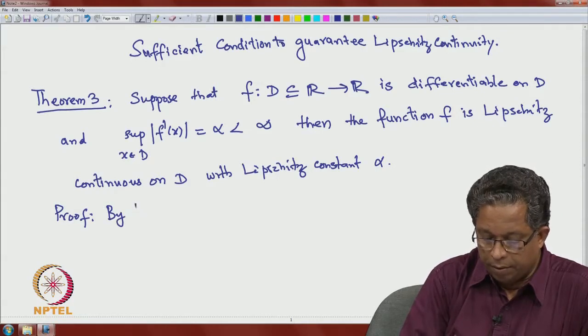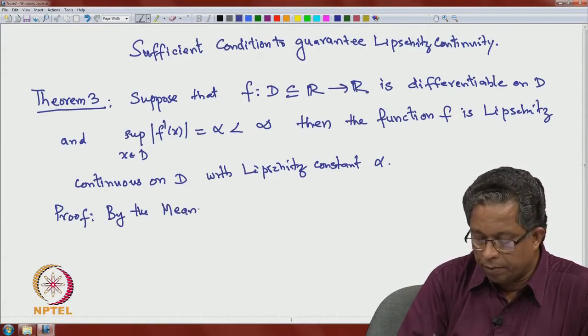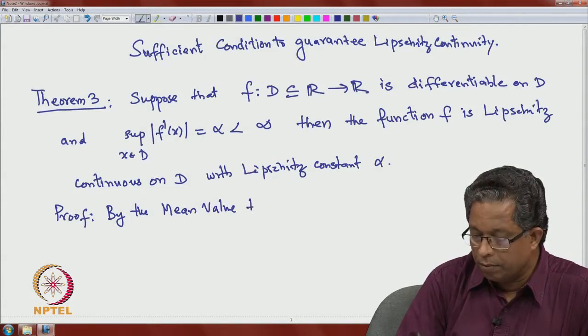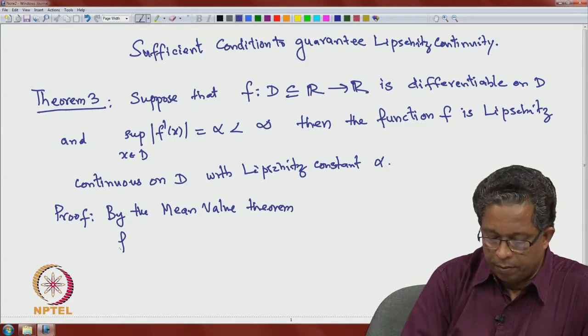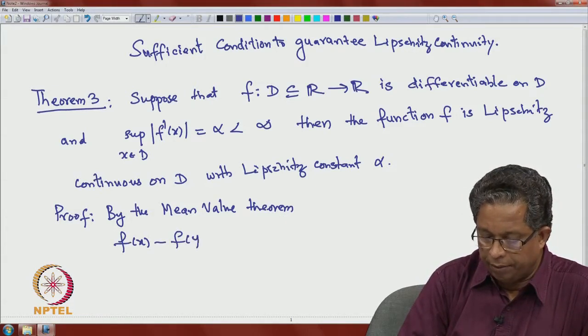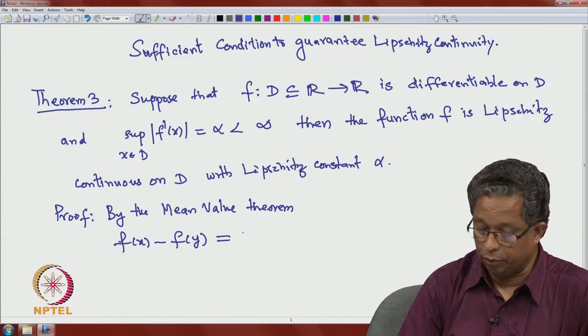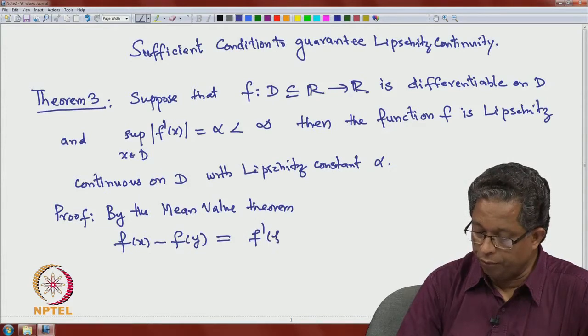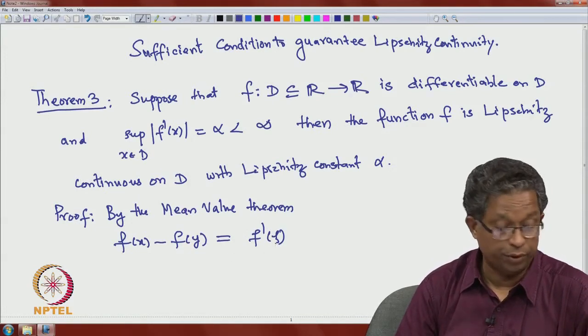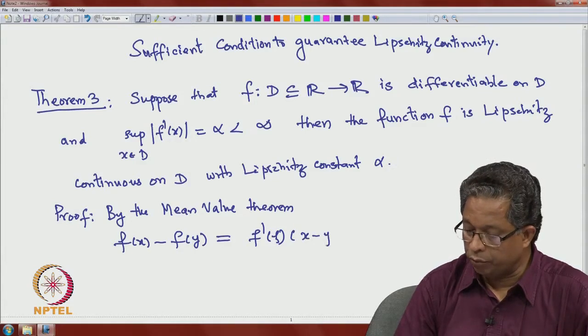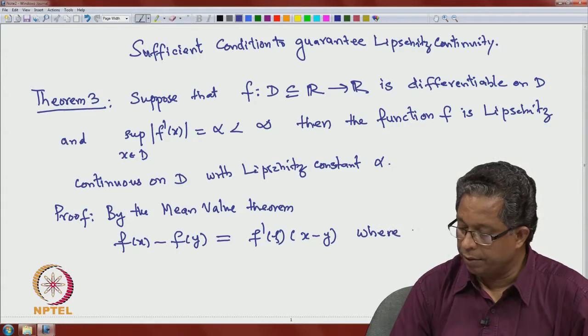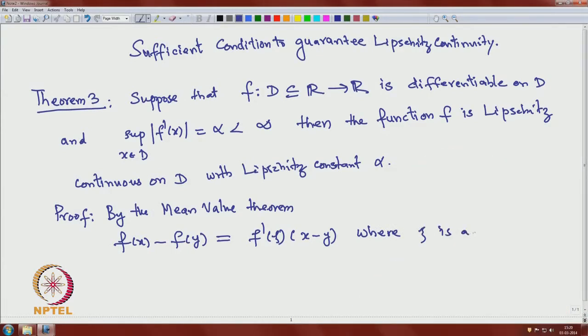By the mean value theorem, f of x minus f of y is equal to the derivative of the function evaluated at some point psi times x minus y, where psi is a point that lies between x and y.